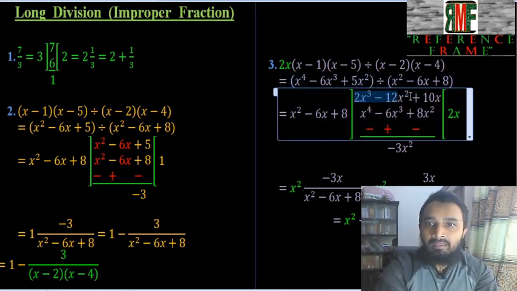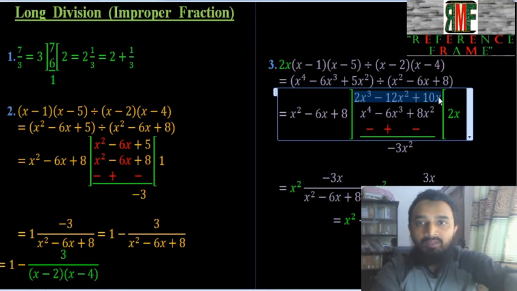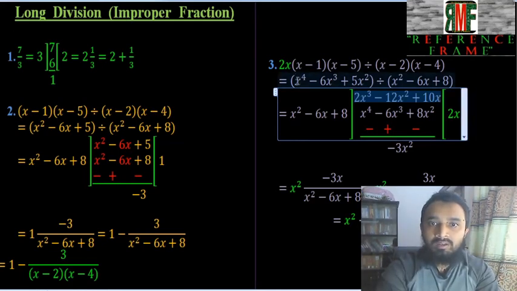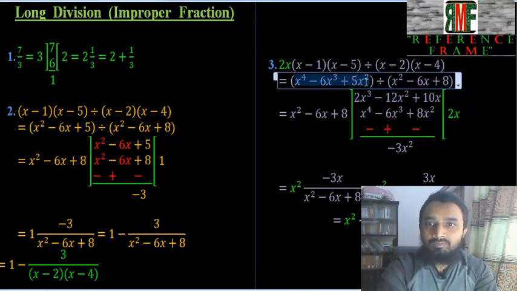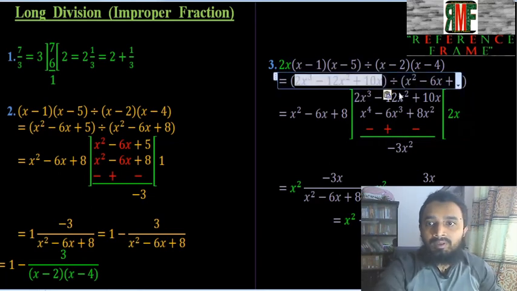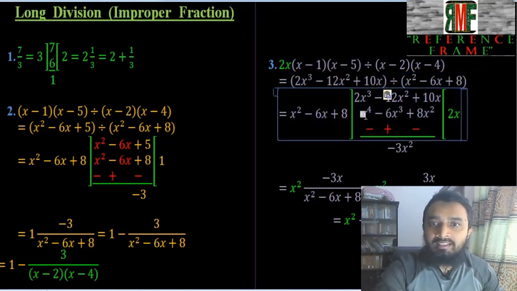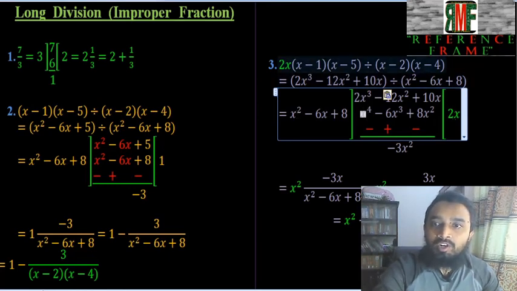Okay, so if I put it down, look, we have a situation like this. So here we have 2x cube, but here only x square, so we need to multiply with twice x. If there is 3, we need to multiply with thrice x. If there is 4, we need to multiply with 4x. So this is as simple as that.